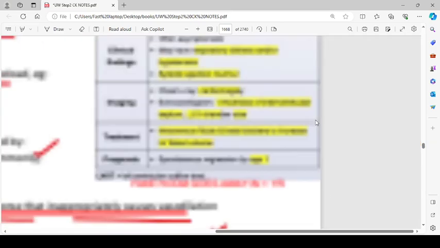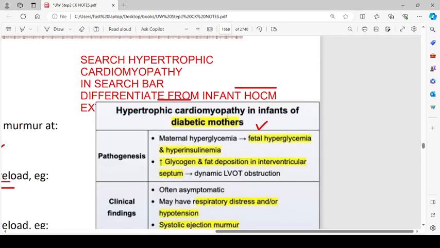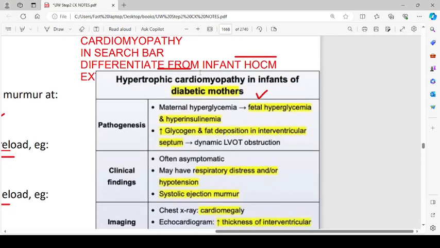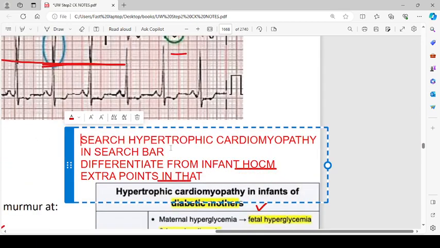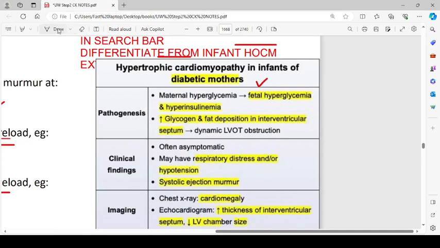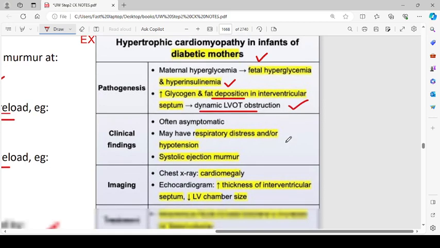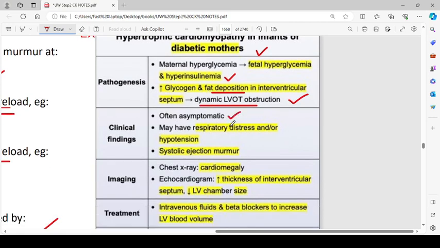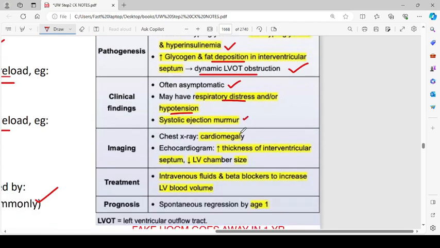So let's stay focused. They're saying hypertrophic cardiomyopathy in infants. Okay, got the point. Hypertrophic cardiomyopathy in the infants of diabetic mothers, pathogenesis: maternal hyperglycemia will lead to fetal hyperglycemia and hyperinsulinemia. Increased glycogen and fat deposition in the interventricular septum will lead to dynamic left ventricular outflow tract obstruction. The clinical findings are that often the children are asymptomatic, but may have respiratory distress or hypotension, and a systolic ejection murmur.